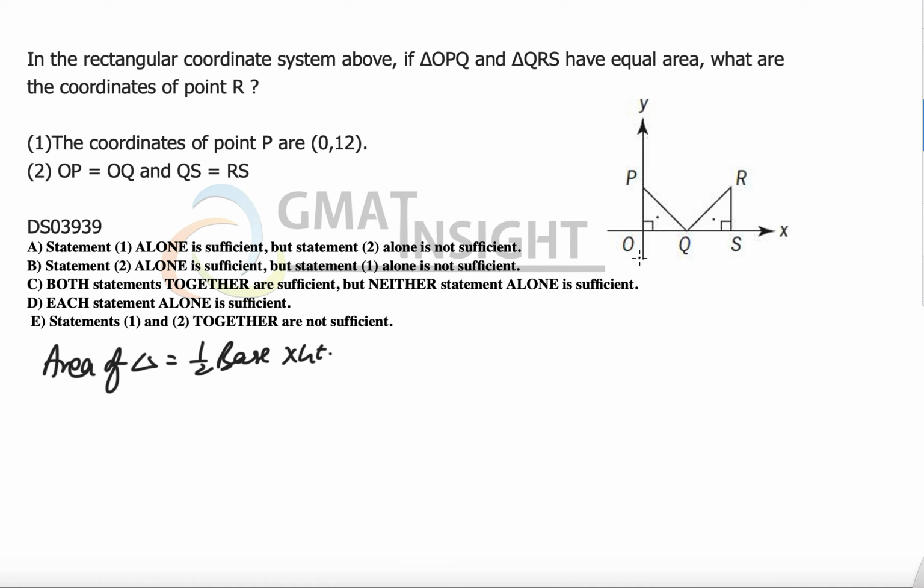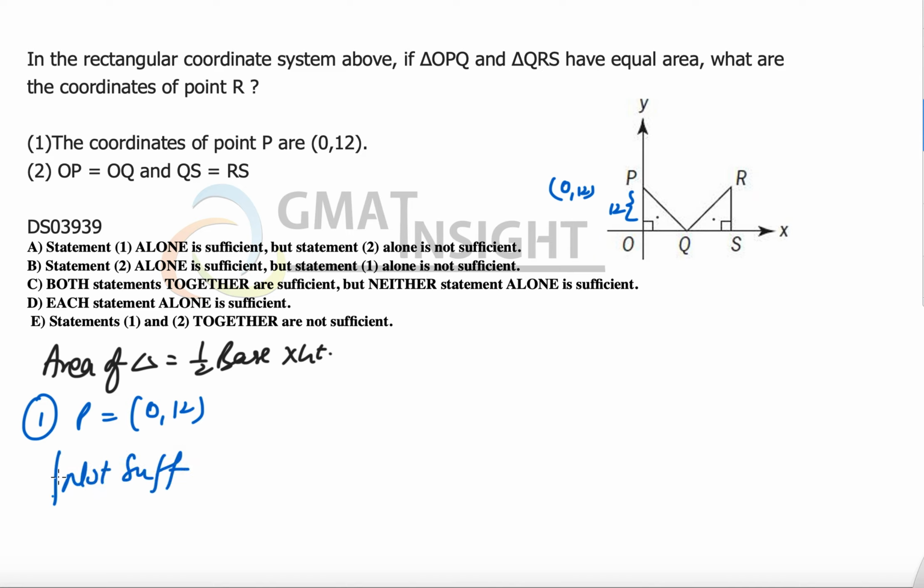So to find the coordinates of point R, we need to know the entire base length and the height. So let's start looking at the first statement. The first statement says that the coordinates of point P are 0, 12. Since the coordinates of point P are 0, 12, we understand that this height is 12. But neither do we know the base, nor do we know any relationship between the bases of triangle POQ and QRS. So we cannot predict anything about the coordinates of point R. Therefore, we say that it's not sufficient to answer the question.